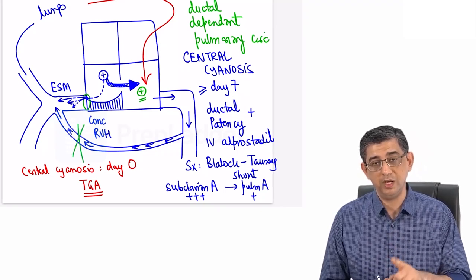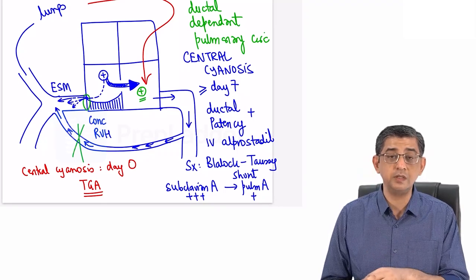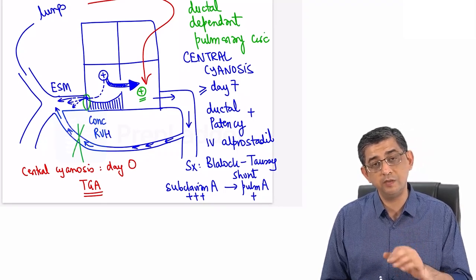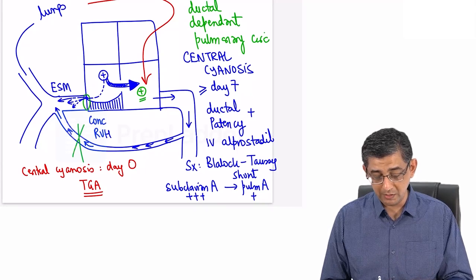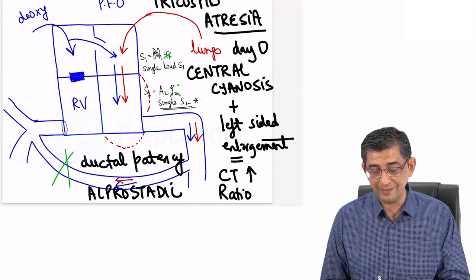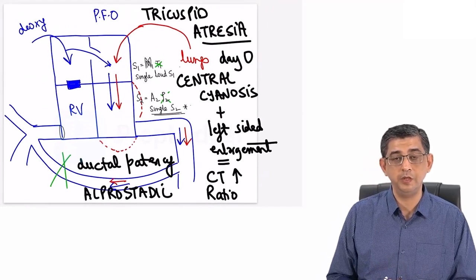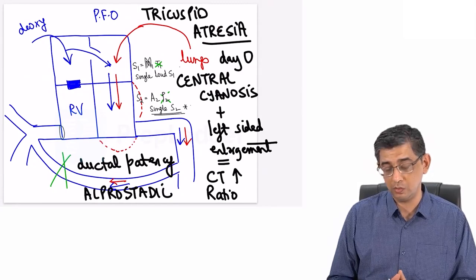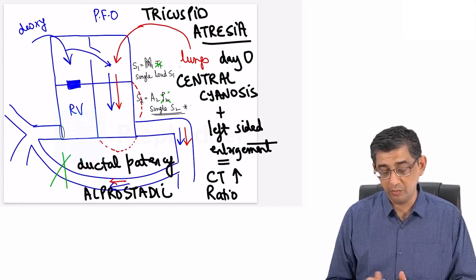In TOF, there are two ways by which blood can reach the lungs, so at least some oxygenated blood will come to the left side. In tricuspid atresia, there is only one method of blood reaching the lung. That explains why this disorder is more critical. The criticality of the disorder can be understood from the line diagram that I made before you.